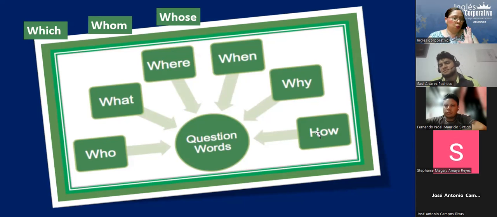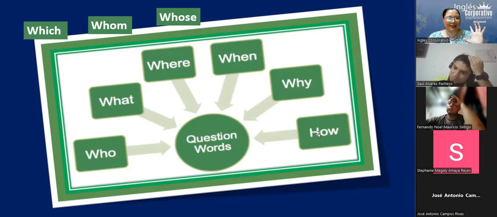How is when we want to ask for manners, ways, forms, states, okay? How is for manners. You want to know, for example, how do you pronounce something? It's a way to do something, okay? Do you want to ask how do you feel? How does she feel? It's a state of feelings. Okay, it's a state, es un estado, right?